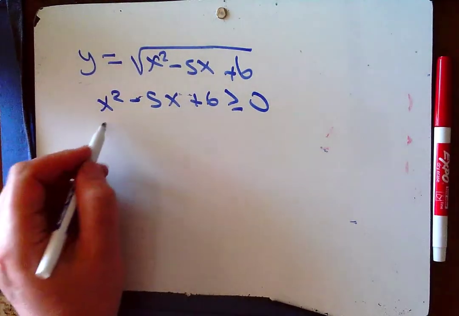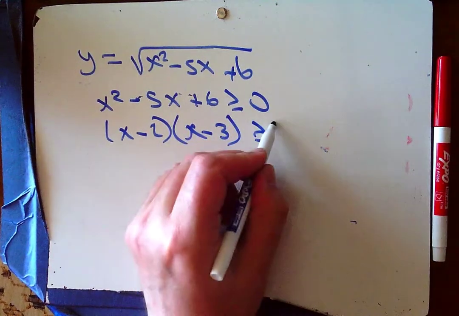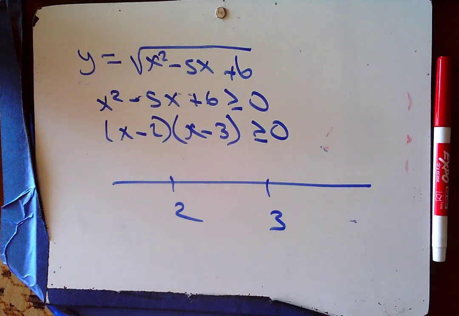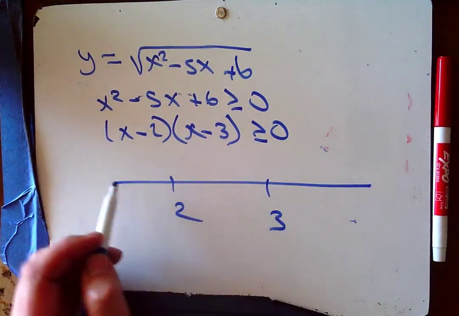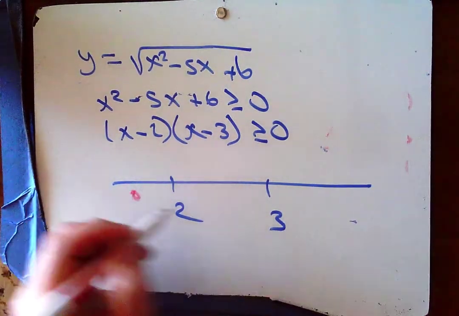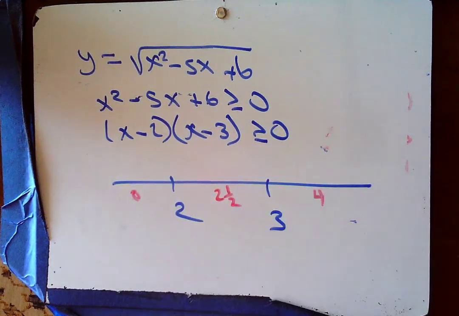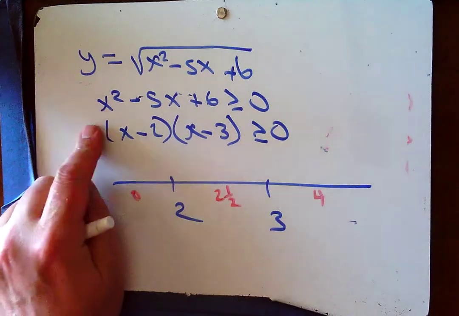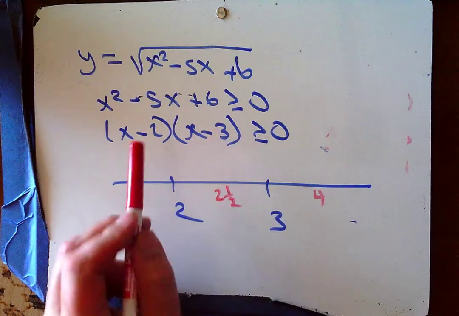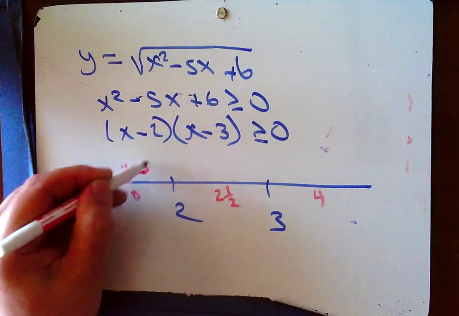to 0. And I know that this factors as x minus 2 times x minus 3. And so I get critical numbers at 2 and 3. And then I'm going to test these intervals. So I'm going to plug in something over here, like 0, like 2.5, and 4. And I'm going to plug them into this inequality and see what I get. So if I plug in a 0, I have a -2 times a -3, which is a positive 6, and that is greater than or equal to 0. So this is a yes.